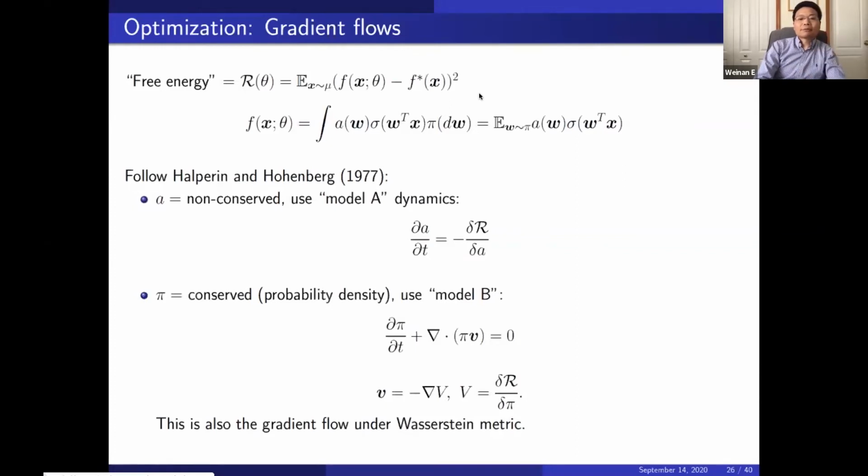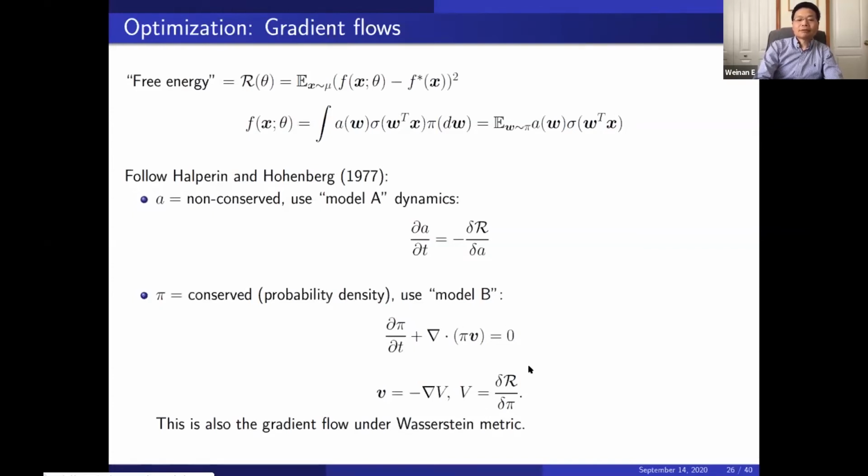Let's draw some inspiration from statistical physics. There's a very well-known paper by Halperin and Hohenberg, in which they say, if you think about these parameters, there are two different kinds of parameters. This parameter pi, because it is a probability distribution, the total integral has to be 1. So when we define gradient flows, that gradient flow has to be conservative. How do we define conservative gradient flows? Here is the recipe. First, you define the variational derivative, the standard L2 variational derivative. In physical terms, this is called chemical potential. With the chemical potential, we can define the velocity. This is called Fick's law. With Fick's law, you can write down the continuity equation. And this is the gradient flow. This gradient flow is also the gradient flow under the Wasserstein metric.